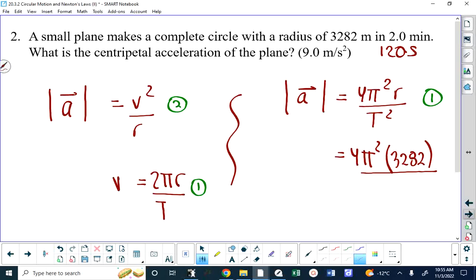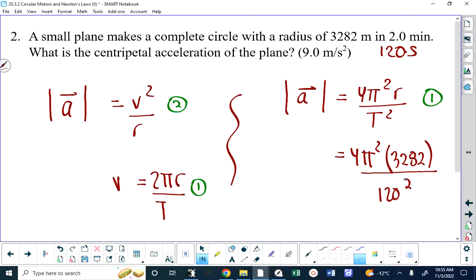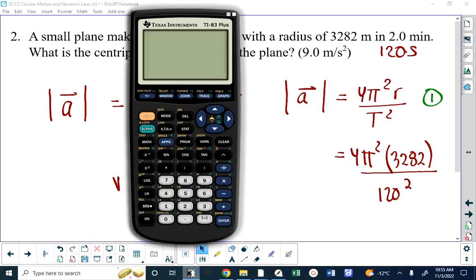And again, we are in learning and teaching mode right now. I don't care about the units. I mean, we have to use the right units, but I don't care about writing them down. Over 120 squared. Four pi squared times the 3282 divided by 120 squared gives me 8.99 or 9 meters per second squared.